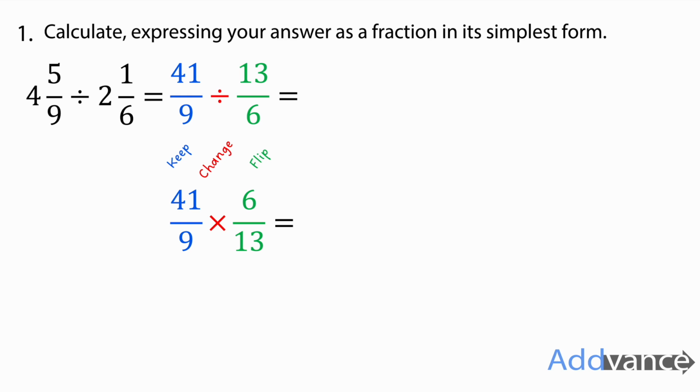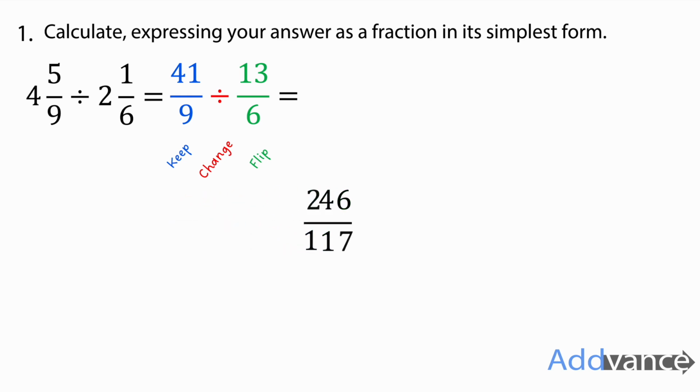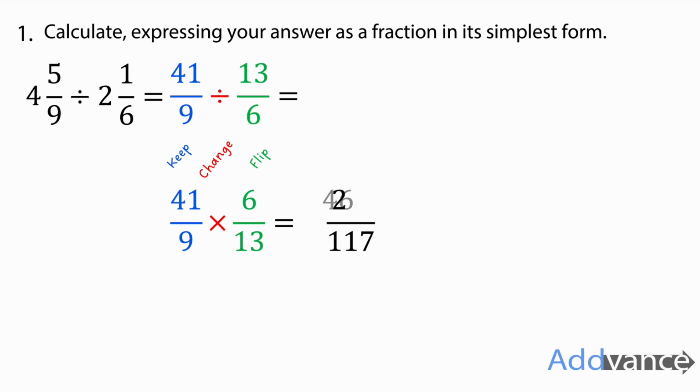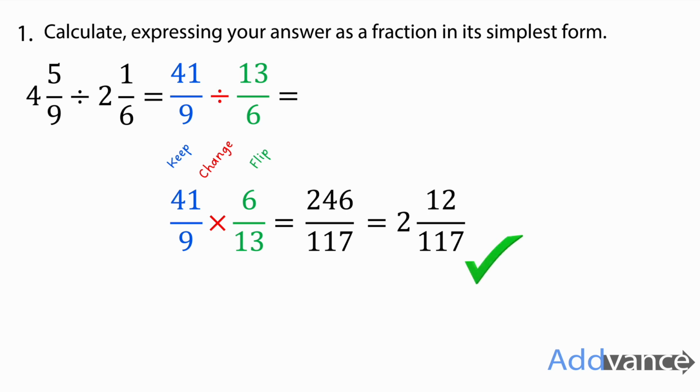I multiply the top and I multiply the bottom. 41 times 6 is 246, and 9 times 13 is 117. Now make it into a mixed number. How many 117s in 246? There are 2, and there's a remainder of 12 out of 117. 2 and 12 out of 117 is the final answer. And we've managed to divide this fraction. Again, quite tricky, but you can do it step by step using your written calculations.